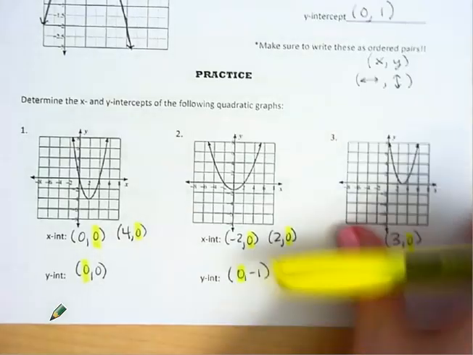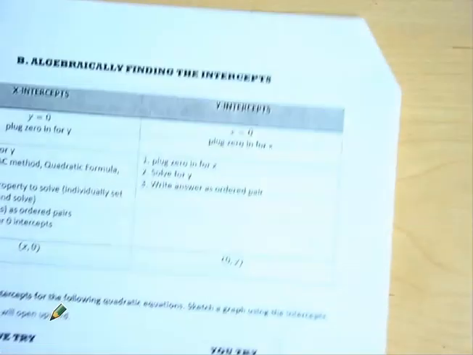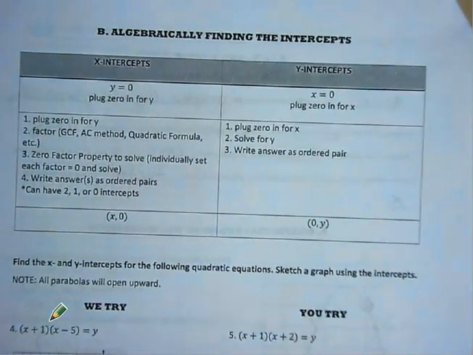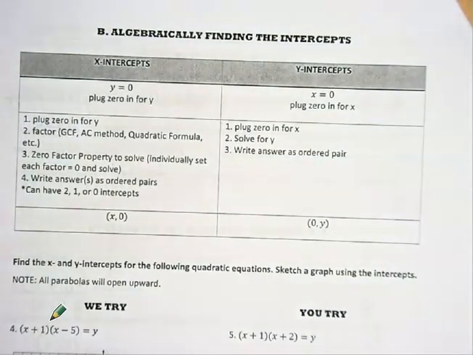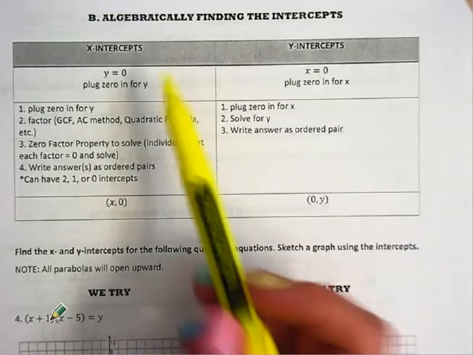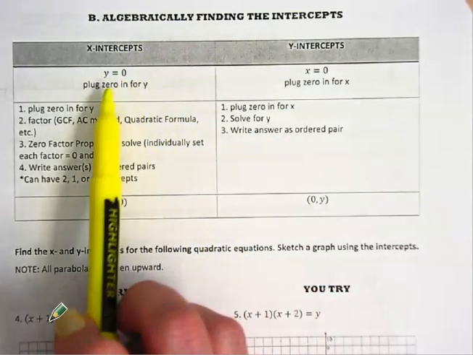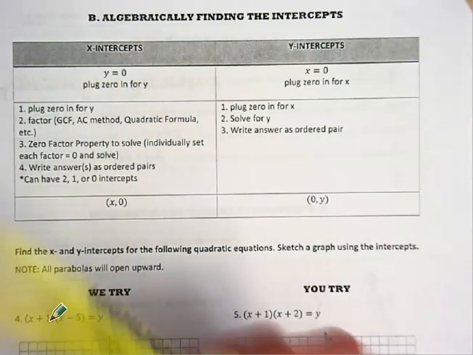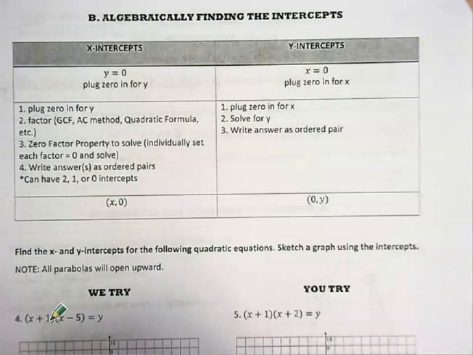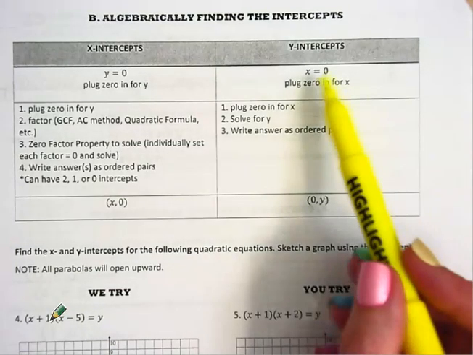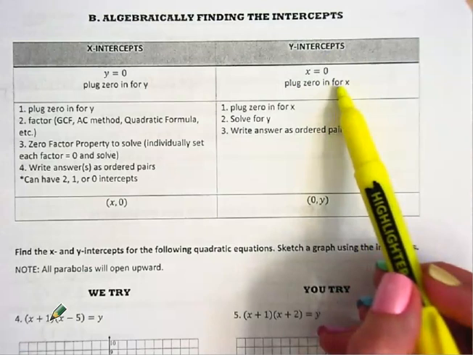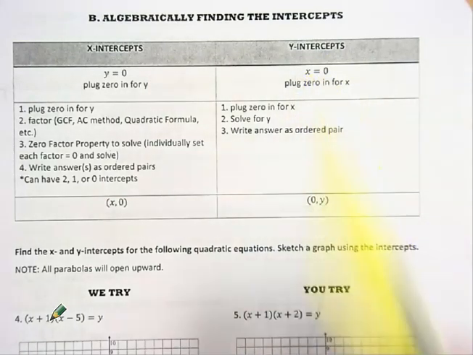Now keep that in mind when we look at this next table. These are the steps for finding your intercepts algebraically, meaning you don't have a picture, you only have an equation, and you're going to use math to find your x and y intercepts. Here's how the x-intercept starts. You're going to plug 0 in for y. That's because we know that y is always 0 for an x-intercept. For a y-intercept, we're going to plug 0 in for x because we know for y-intercepts the x value is always 0. And we're going to do this for 3 types of equations.